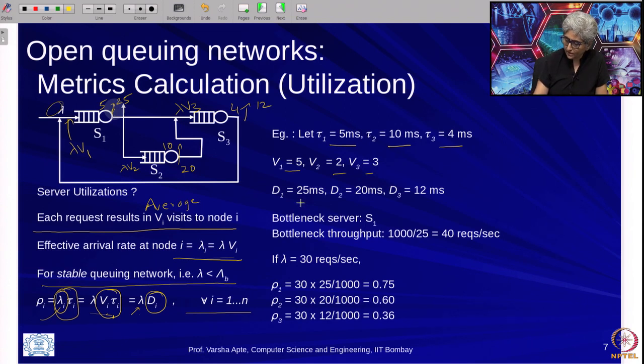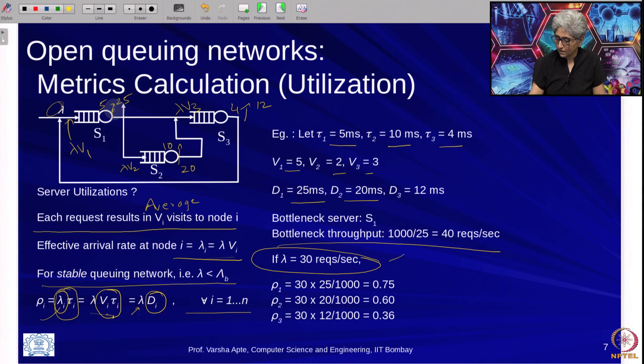Now let us look at the bottleneck server. Again, we had done this earlier, this is the same example. So S1 is going to be the bottleneck server, and bottleneck throughput is 40 requests per second. We are carrying on the same example. For lambda equal to 30 requests per second, which is less than 40, the network is stable. Rho 1, we can use this formula, 30 multiplied by 25 divided by 1000, because 25 is in milliseconds and this is requests per second. So we get 0.75. Rho 2 is 30 multiplied by D2, which is 20, divided by 1000, this is 0.6. Again 30 multiplied by 12 divided by 1000, this is 0.36. So these are the utilizations.